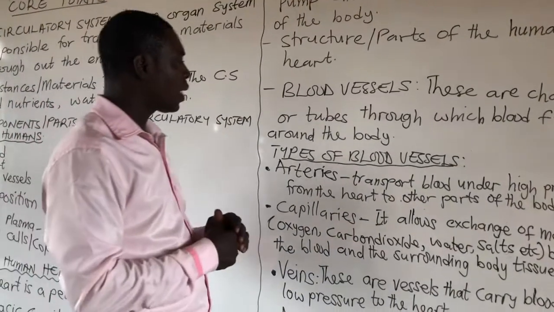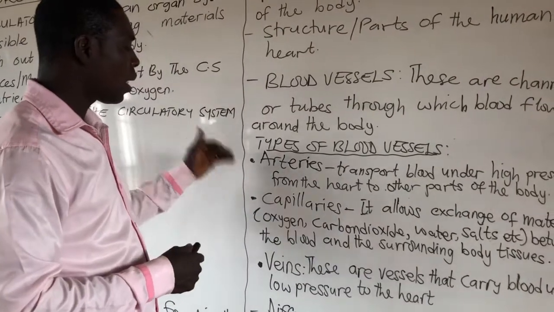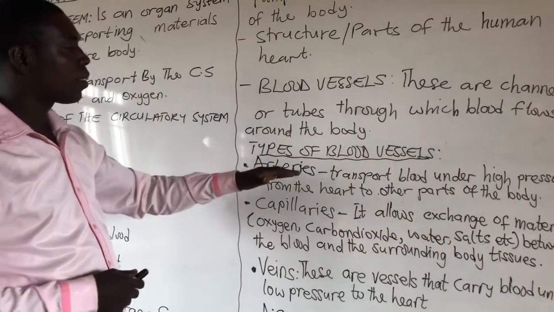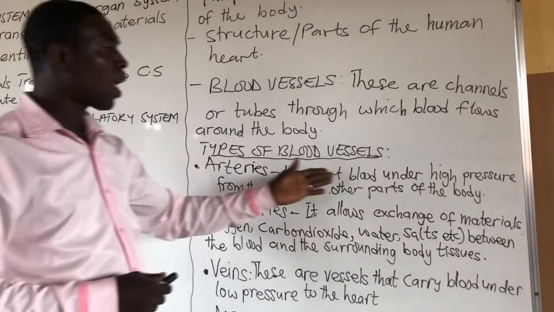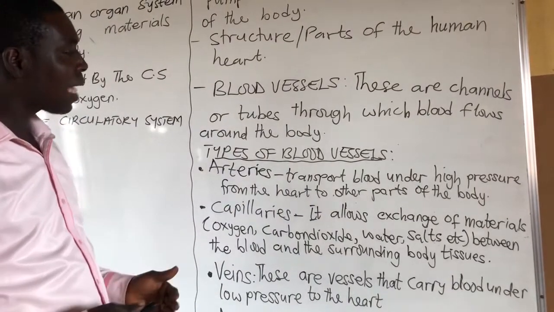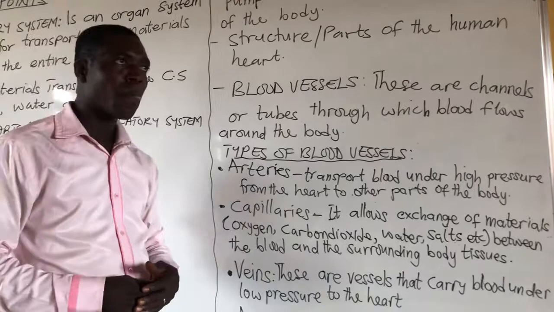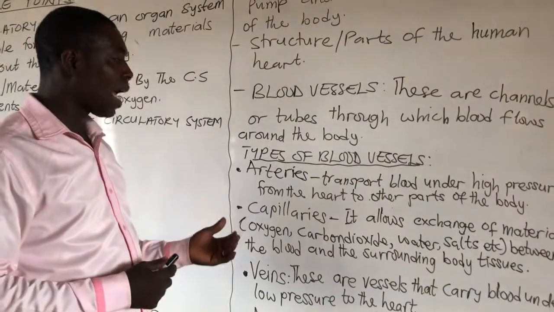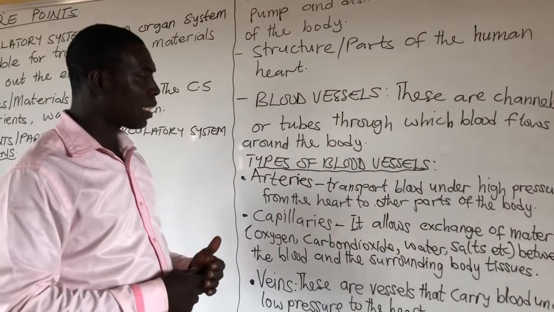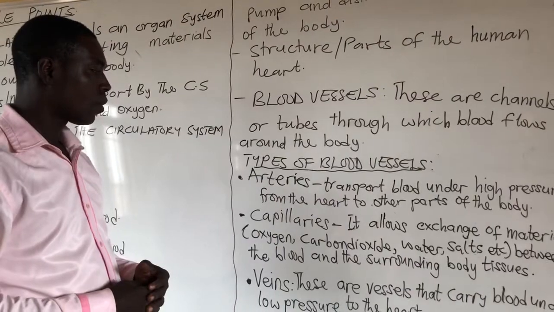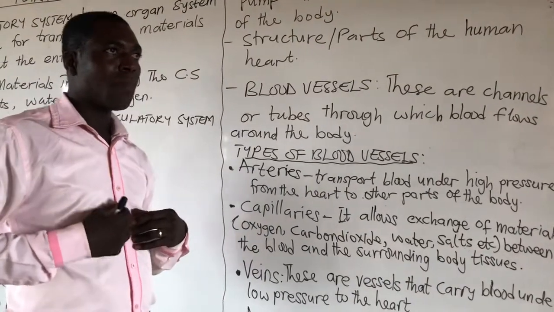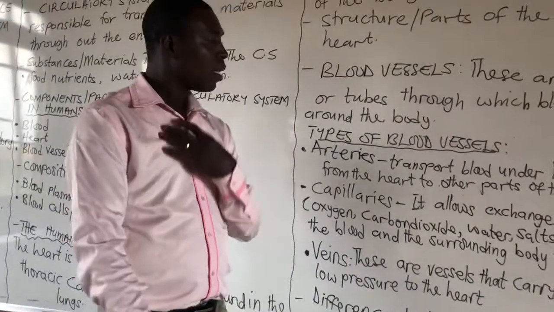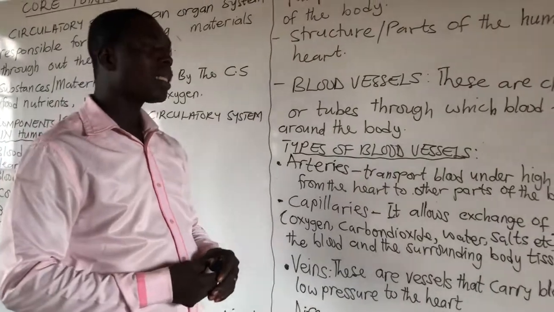So for the blood vessels, we have the three main types. We have the arteries. Arteries transport blood under high pressure from the heart to other parts of the body. So it means that the arteries are the tubes which transport blood away from the heart to all parts of the body. For example, if you have blood in the heart, the blood that flows from the heart to, let's say, the hand or your fingers, the tubes in charge are the arteries.